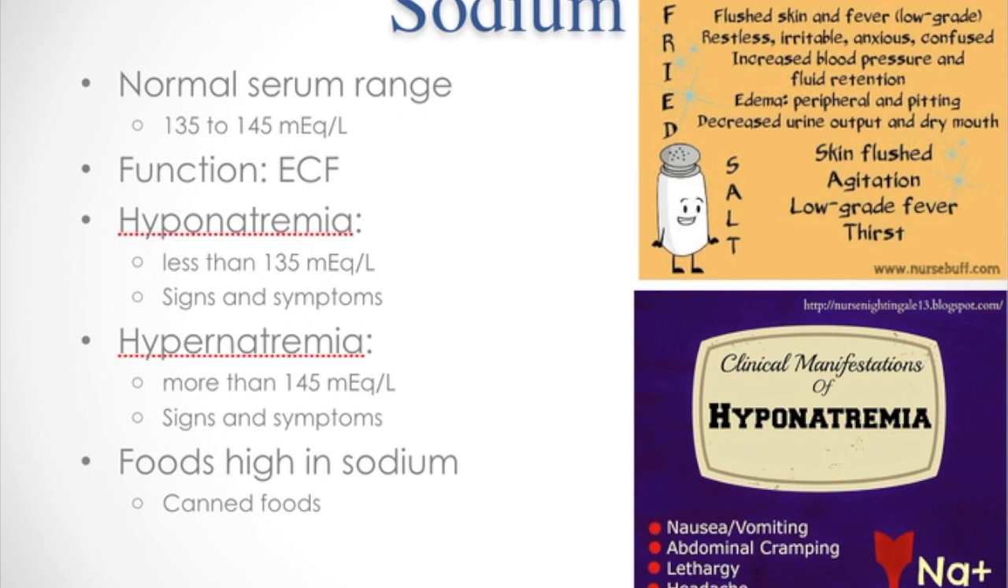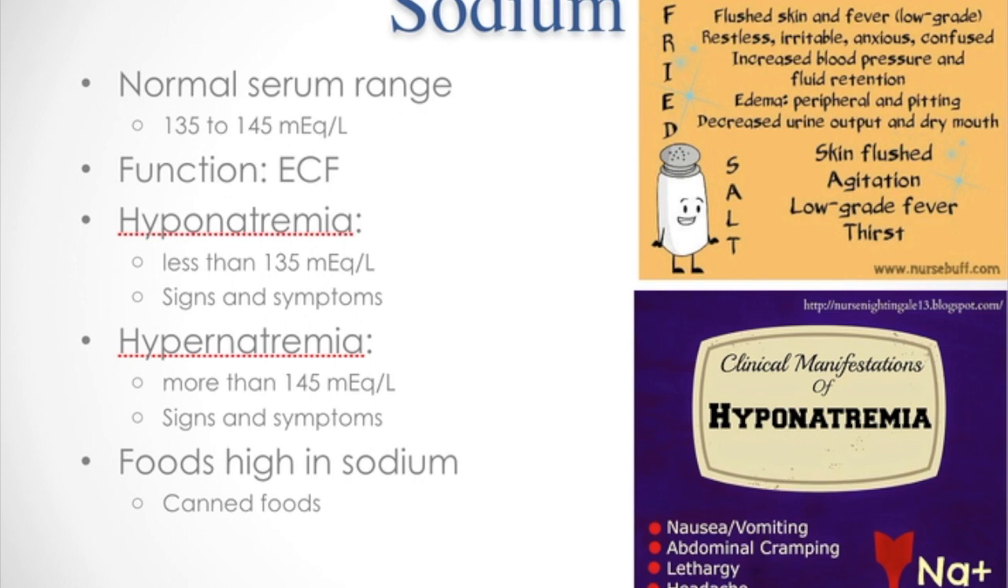If you have too much sodium, that's hypernatremia, and that's where, in the upper right-hand category, the flushing of the skin, a low-grade fever, thirst, you can have increased blood pressure and fluid retention, and decreased urine output. One general category of food that is notoriously high in sodium are canned foods. So if your patient has high sodium levels, we definitely want them to avoid eating canned foods.